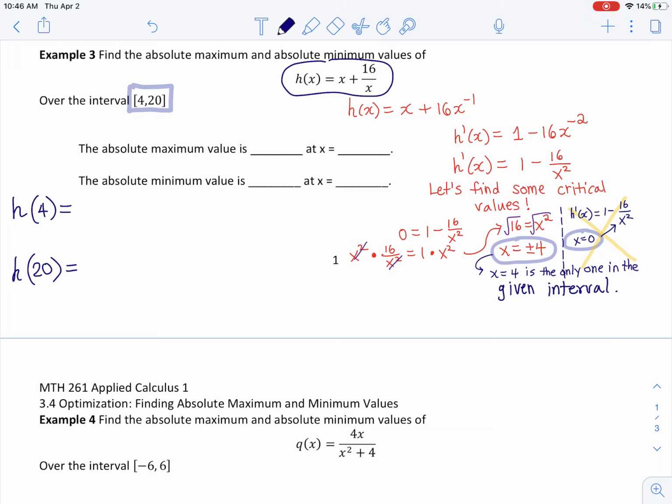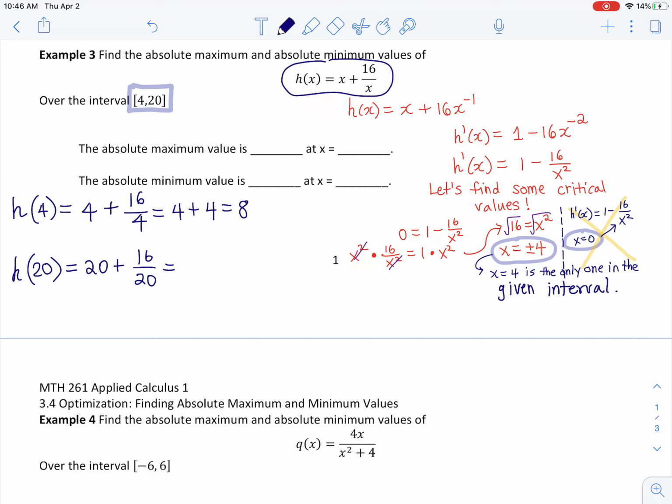Well, didn't I just say f? All right, I'm sorry. The function name is h. You know, I keep changing these function names and I keep going back to f. All right, if you plug in 4, you will get 4 plus 16 over 4. That is 4 plus 4, we get 8.